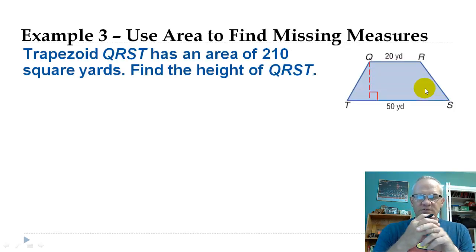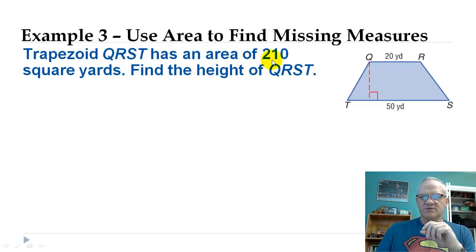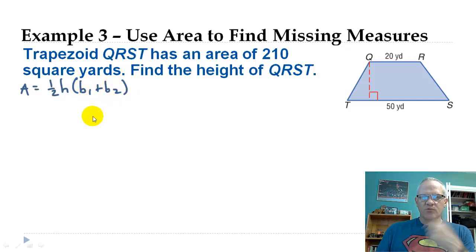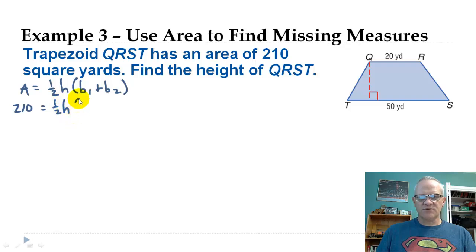All right, now in this case, we already know what the area is. We know it's 210 square yards. We're going to try to find the height. So we use that same formula. We just plug stuff in where it goes. So the area is equal to 1/2 times the height times base 1 plus base 2. We plug in what we know. Before, we've been plugging in the two bases and the height. Now we know the area is 210. So let's plug in 210. The height is what we do not know. So that's h. We know the two bases. What do we have? 20 for one base, 50 for the other base.